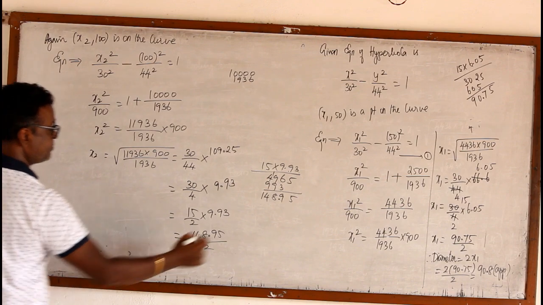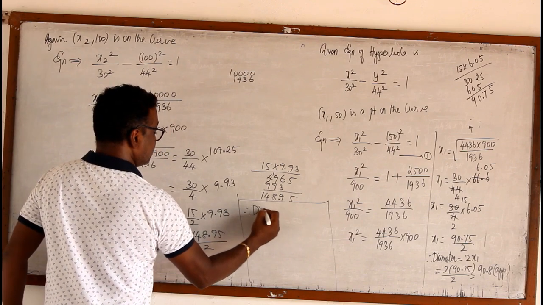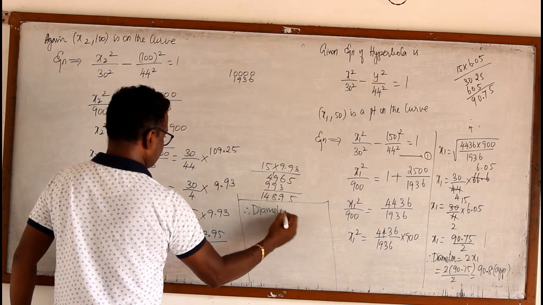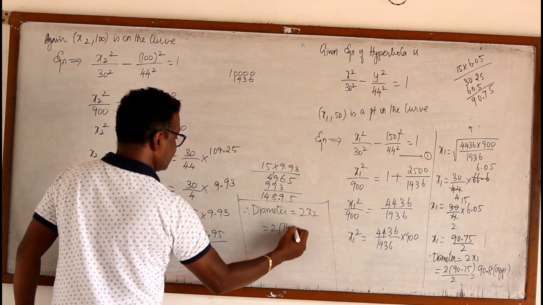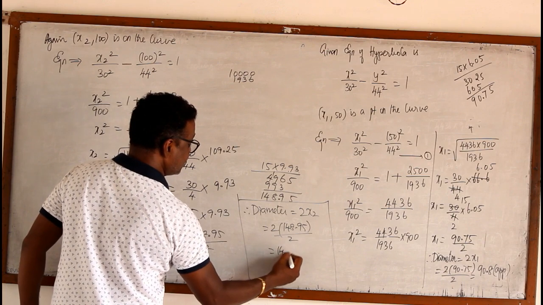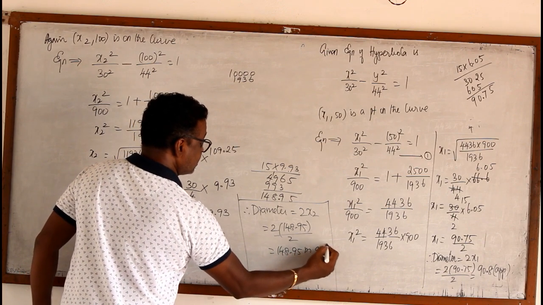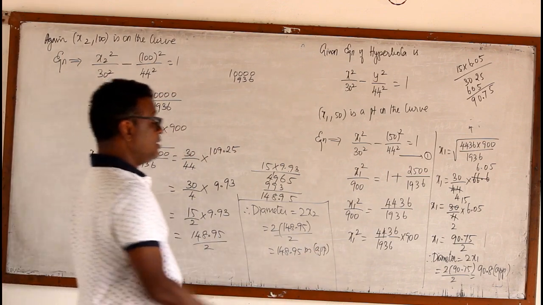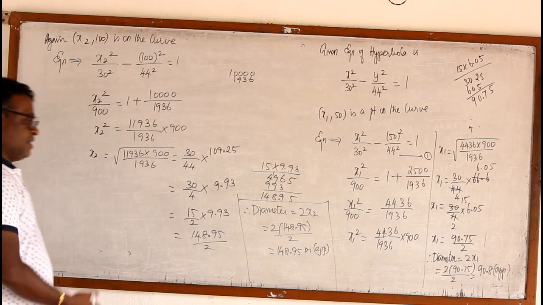So here, therefore, diameter of the bottom, that is 2x2. That is 2 into 148.95 by 2. So it is 148.95 meter approximately. So we found the top diameter and also the bottom surface diameter.